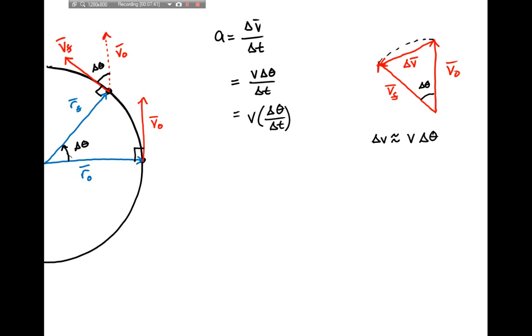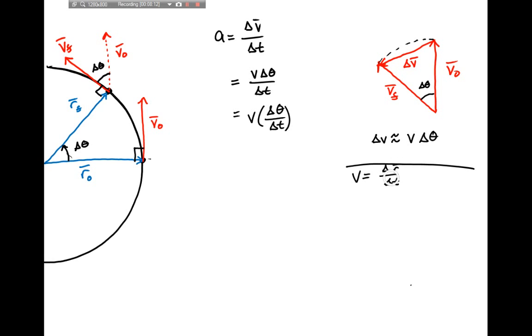But I hope that it's obvious that the rate that this angle is changing is related to the speed that the object is traveling at. So what I'd like to do now is come up with a way to describe delta theta over delta t in terms of the speed that the object is moving. And the way I'm going to do that is by calculating a formula for the speed that the object is traveling at. So remember, velocity is change in the object's position divided by change in time.